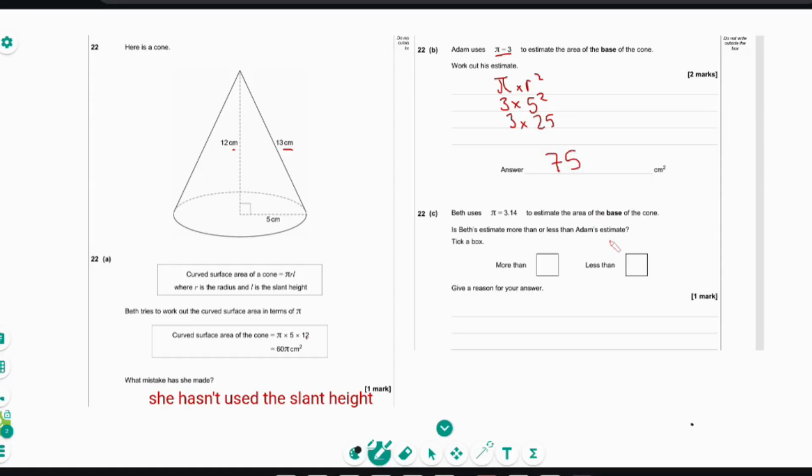Beth uses 3.14 to estimate the area of the base of the cone. Is Beth's estimate more than or less than Adam's? It's got to be more because she's used a higher value for pi.